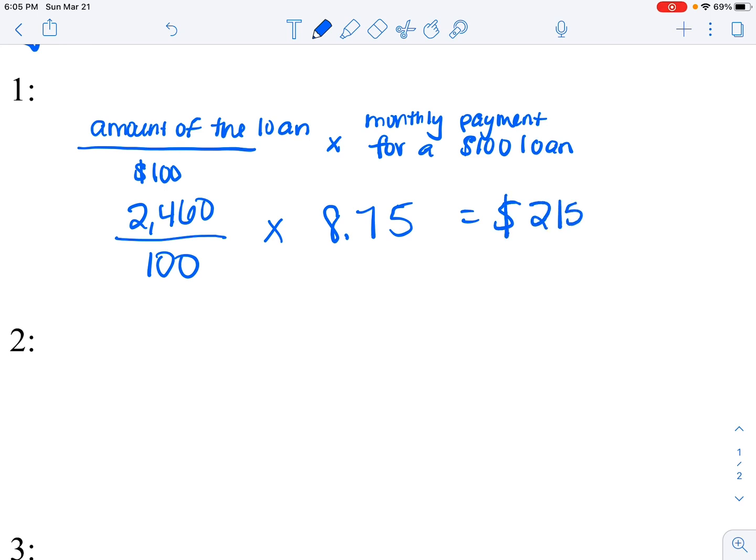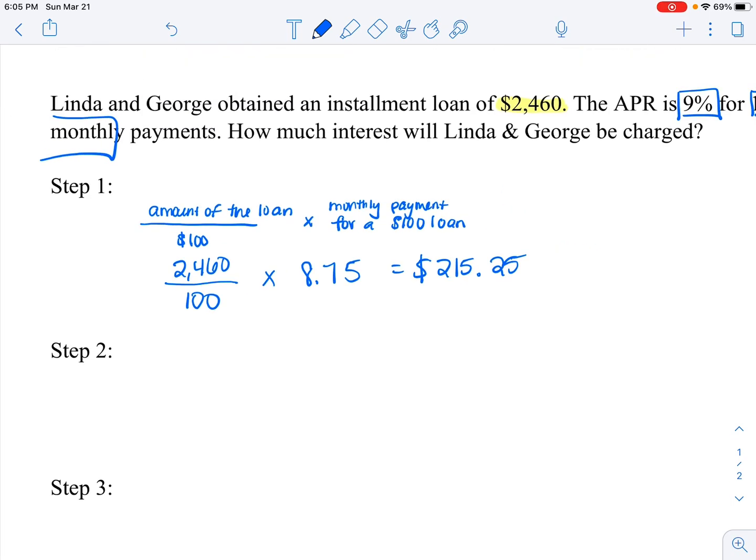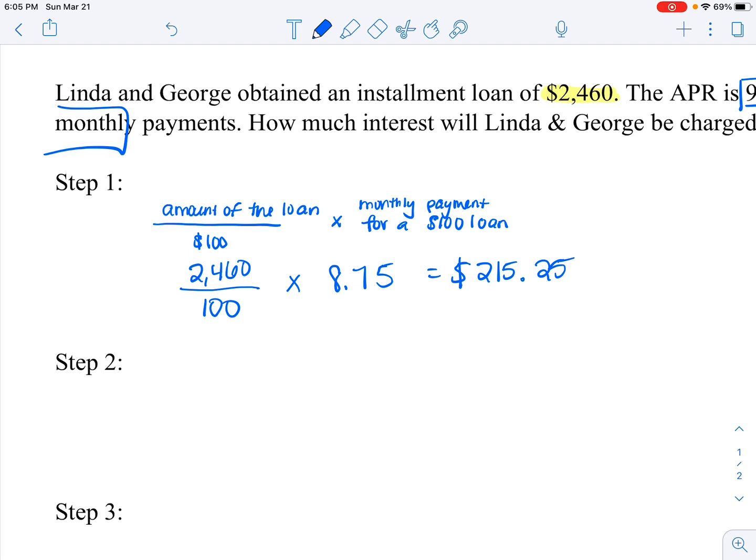So this number represents the monthly payment. So how much you're paying every month in order to pay back this loan. So every month, Linda and George are going to pay $215.25 to pay this back.